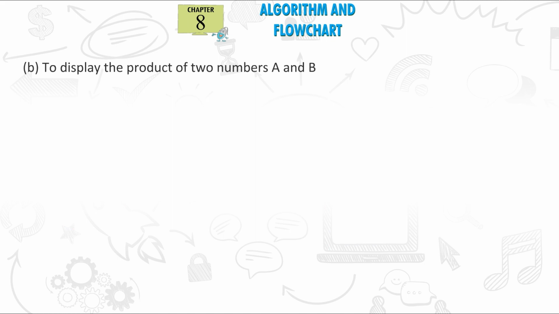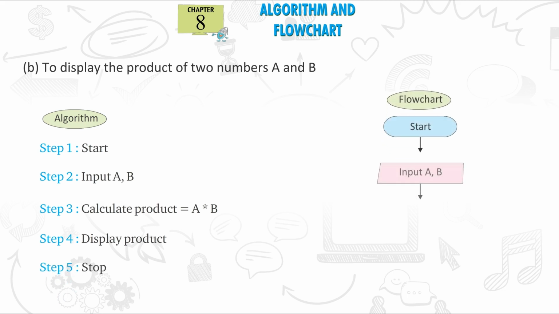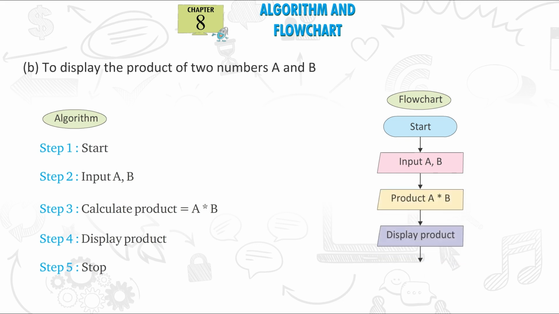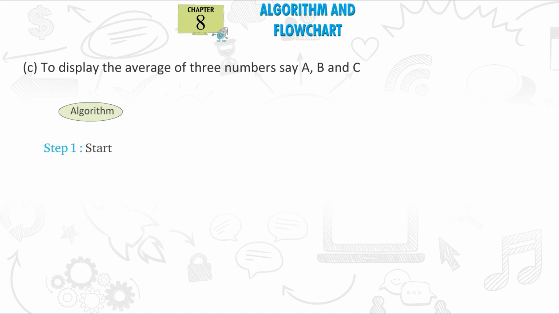B. To display the product of two numbers A and B. Algorithm. Step 1. Start. Step 2. Input A, B. Step 3. Calculate product is equal to A into B. Step 4. Display product. Step 5. Stop. Flowchart. Start. Input A, B. Product A into B. Display product. Stop.